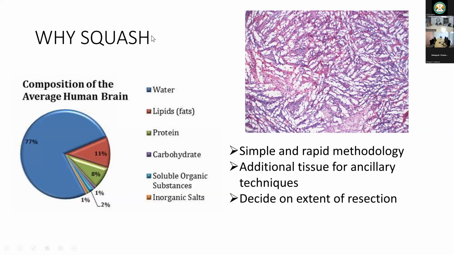So why squash? If we have a frozen section in our department, why do a squash? That is because the human brain is mostly composed of water with a little bit of lipid and protein, so it is liable to get more artifacts if we freeze the tissue. Besides that, the other advantages are that it's a simple and rapid methodology, additional tissue can be used for ancillary techniques, and it can decide on the extent of resection.